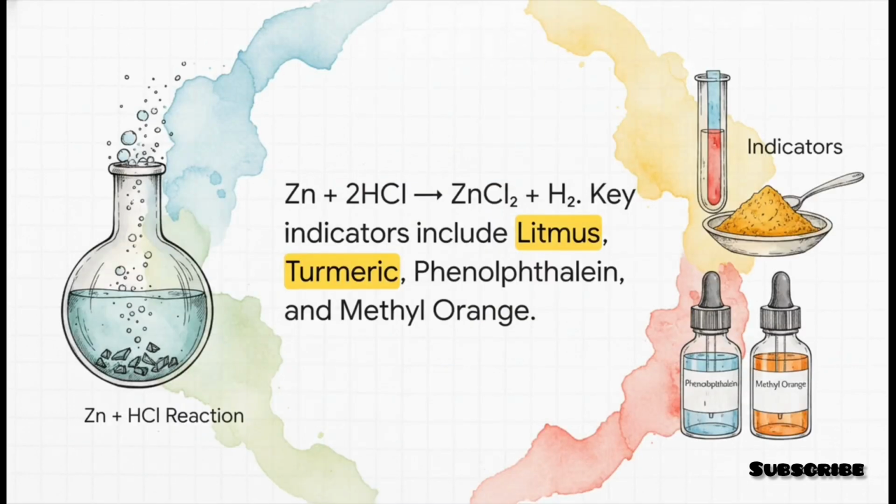And here is your golden answer key. You just write out that perfectly balanced equation. Zinc plus 2HCl yields zinc chloride and hydrogen gas. Then you just list those 4 primary indicators we talked about: litmus, turmeric, phenolphthalein, and methyl orange. Nail both of those parts, and boom, you secured all 3 marks.